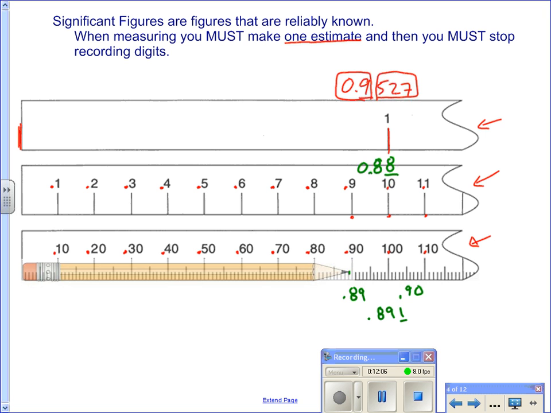So that's how we're talking about. You have to make an estimated digit because that's telling people a little bit about your precision, but you cannot go more than one estimated digit because that's being dishonest, saying that you have more precise measurements than you really do.